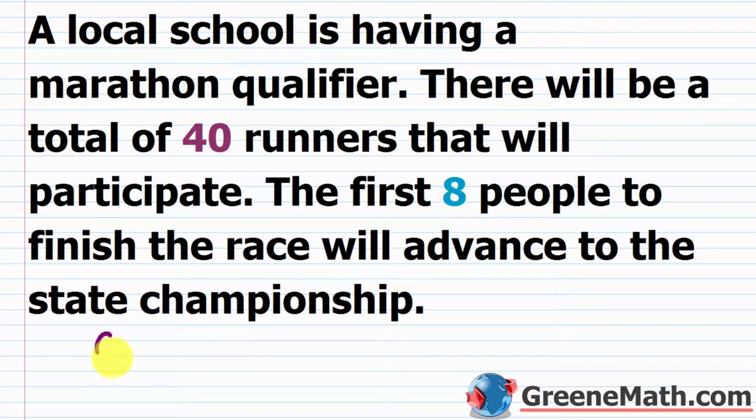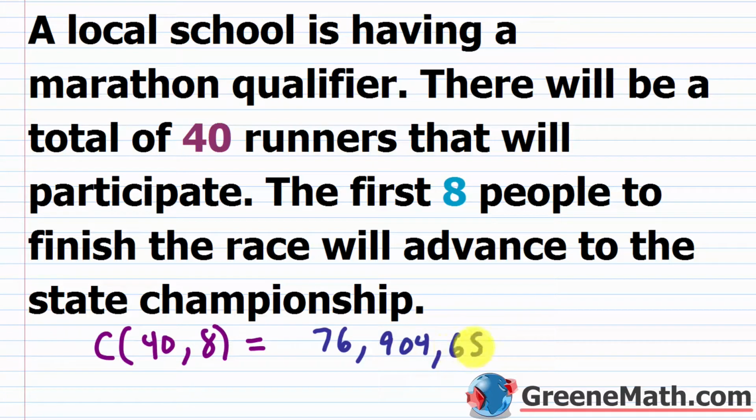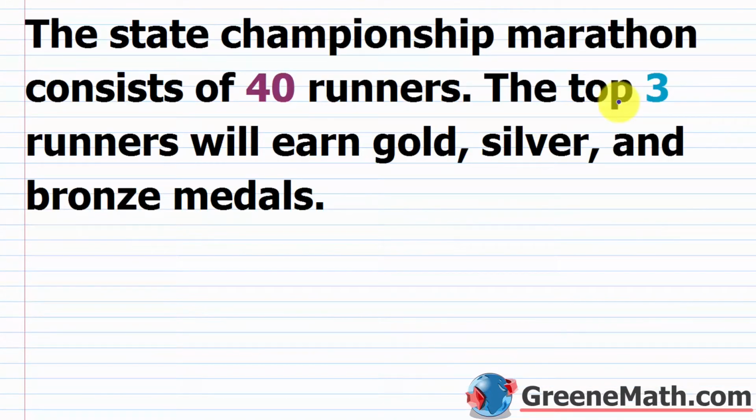And again, I would just do C, and then I'm going to put 40, 8. Again, just punch this into your calculator. You're going to do 40, choose 8, and that gives us a pretty big number. It's going to be 76 million, 904,685. All right, let's just look at one more.